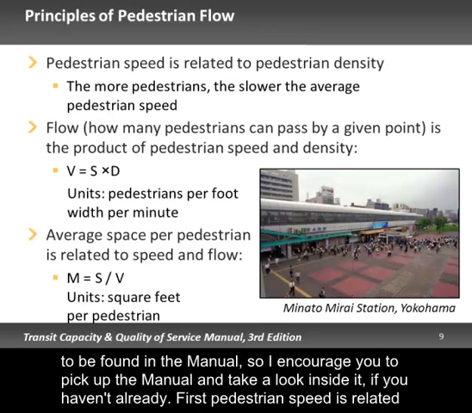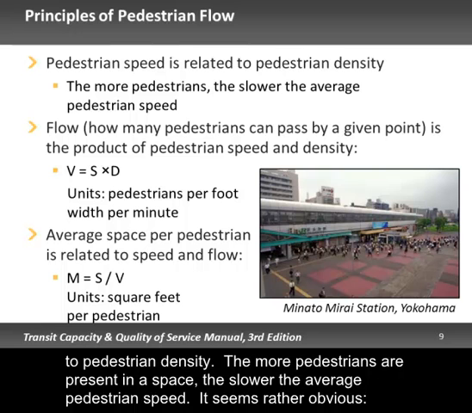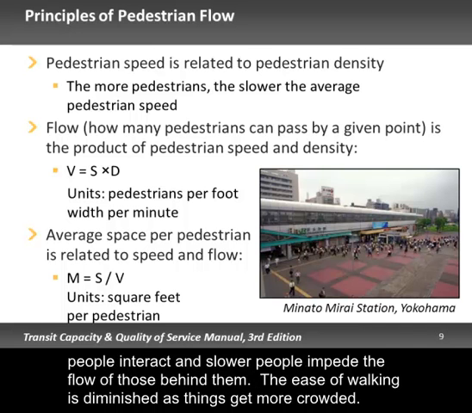First, pedestrian speed is related to pedestrian density. The more pedestrians are present in a space, the slower the average pedestrian speed. This seems rather obvious. People interact, and slower people impede the flow of those behind them. The ease of walking is diminished as things get more crowded.